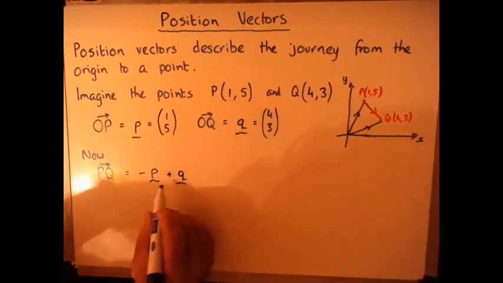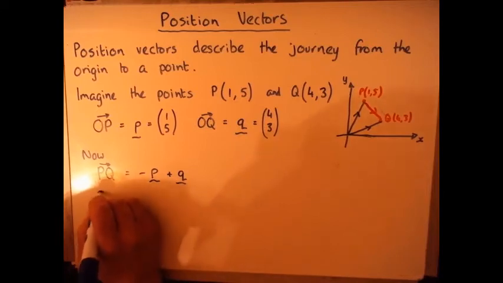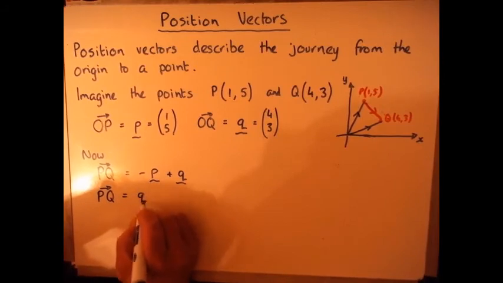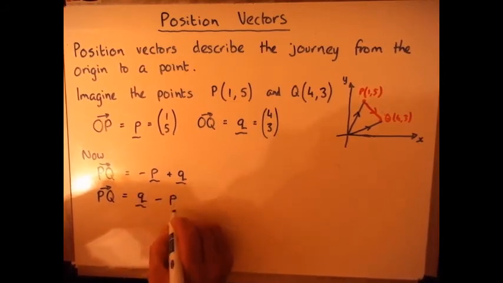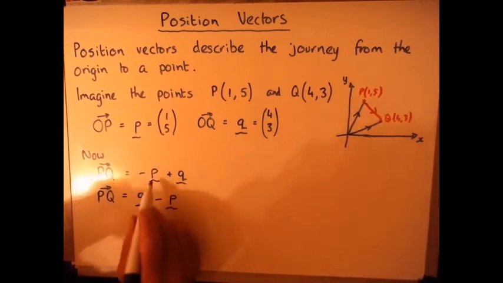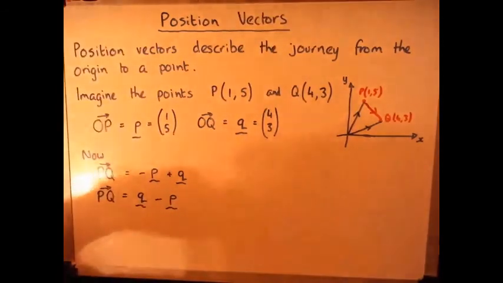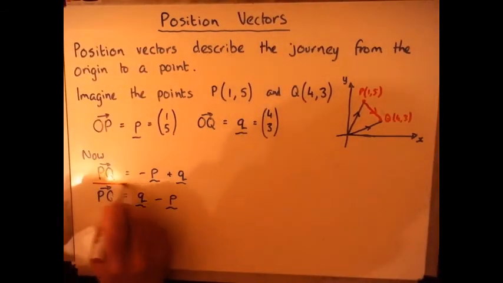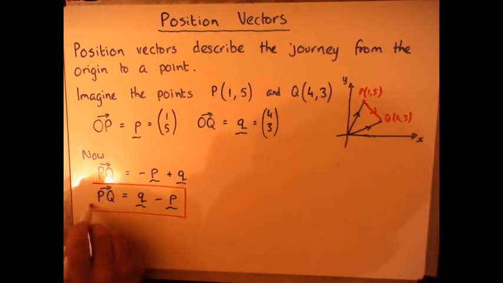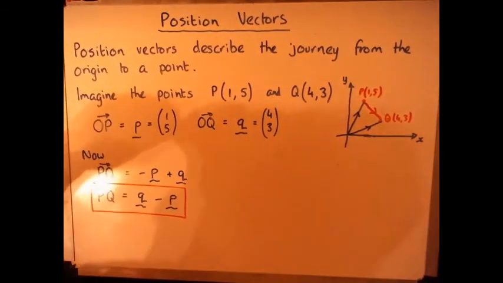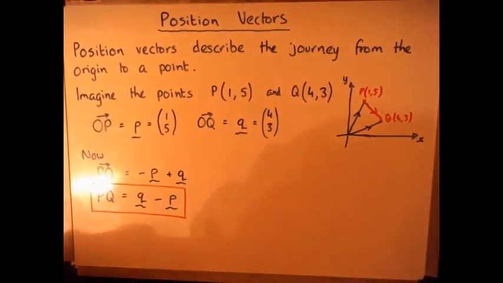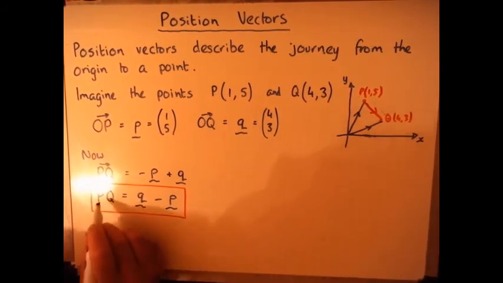Slightly tidier way to write this is then to say, well, the journey from P to Q could be done by doing Q minus P. So I'm just rearranging this, bringing the positive term to the front, putting the negative term to the end. And this relationship here that we've got now, that becomes quite an important relationship in being able to find vector components between 2 points.